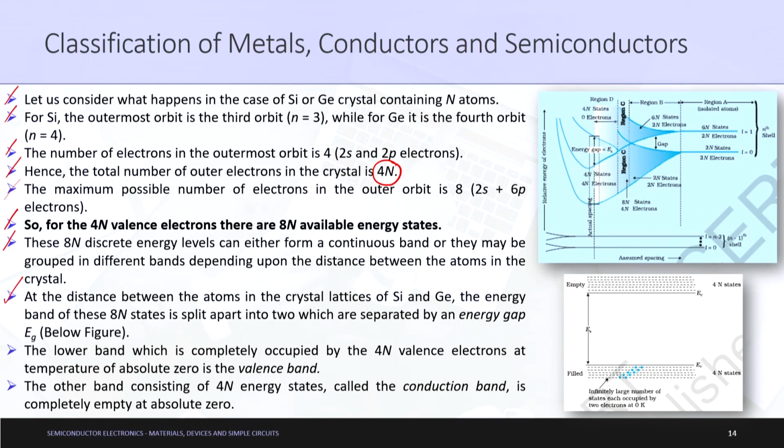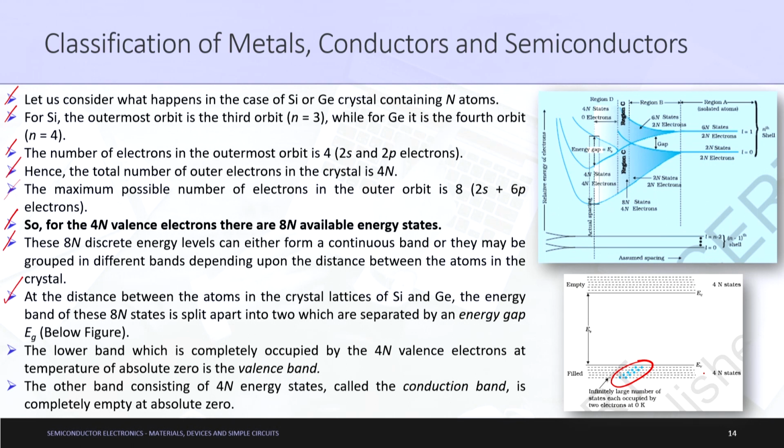Please remember one thing: there are 4n valence electrons and there are 8n available energy states. Fine. Next, the lower band, which is completely occupied by the 4n valence electrons at the temperature of absolute 0, is the valence band. This is basically the valence band explained here. As it says, it is the lower band, completely occupied by 4n valence electrons. As you can see, these blue dots are nothing but your 4n valence electrons here.